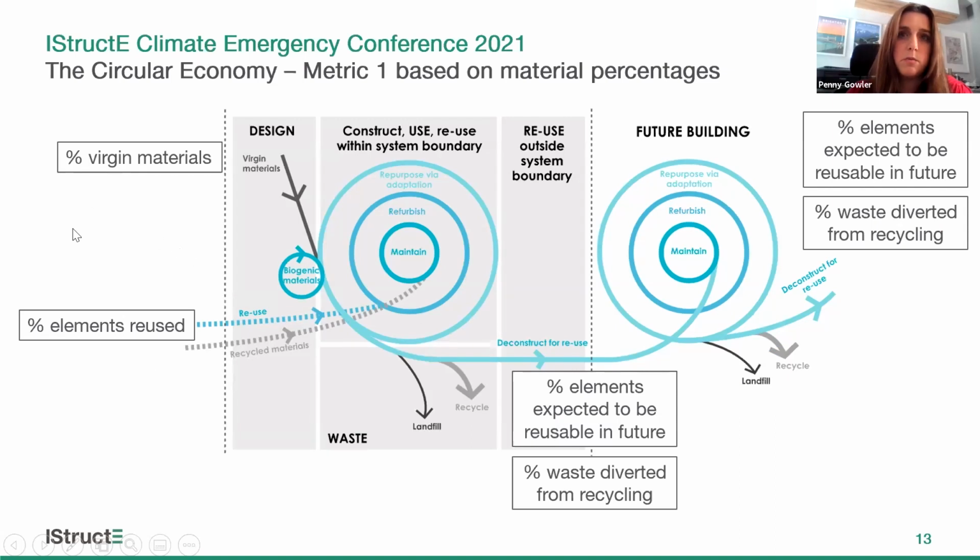So in terms of inputs, we can track the percentage of virgin materials used in our projects and the percentage of elements that are reused. We could also look at recycled inputs as well. And then at the output side, we should measure the percentage of elements that are expected to be reusable in future, so those that are designed for deconstruction and salvage. And we can also look at percentage waste diverted from current recycling routes.